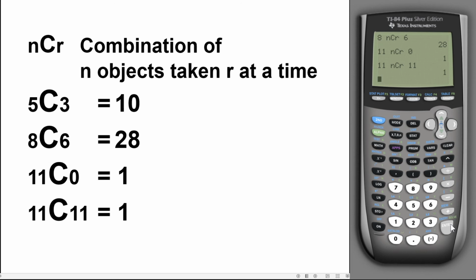And this is how you compute n factorial, permutations, and combinations using your TI-83 and 84 graphing calculators.